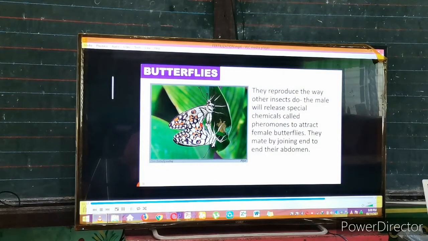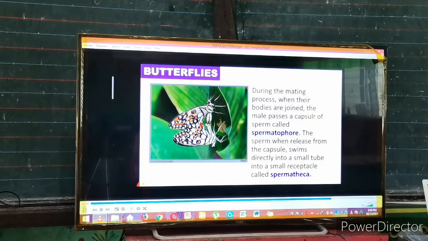Butterflies reproduce the way other insects do. Most insects reproduce sexually. The male will release special chemicals called pheromones to attract female butterflies. They mate by joining end to end their abdomen. During the mating process, when their bodies are joined, the male passes a capsule of sperm called spermatophore. The sperm, when released from the capsule, swims directly into a small tube, into a small receptacle called spermatheca.